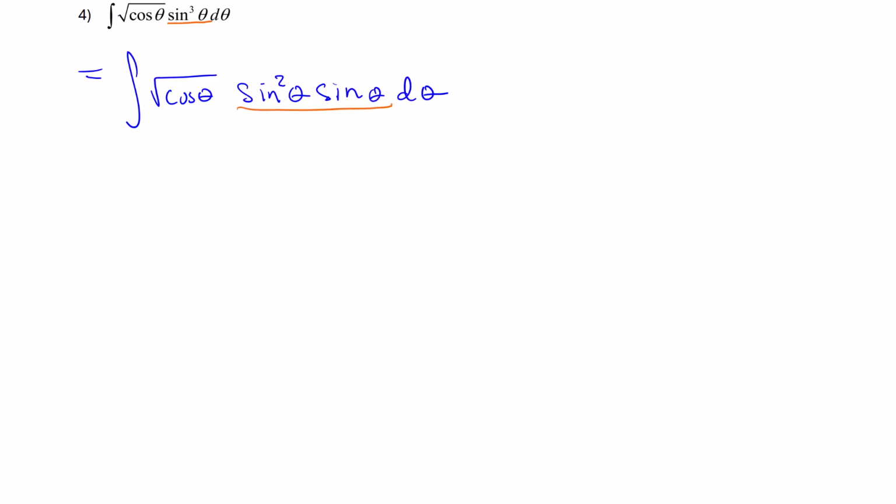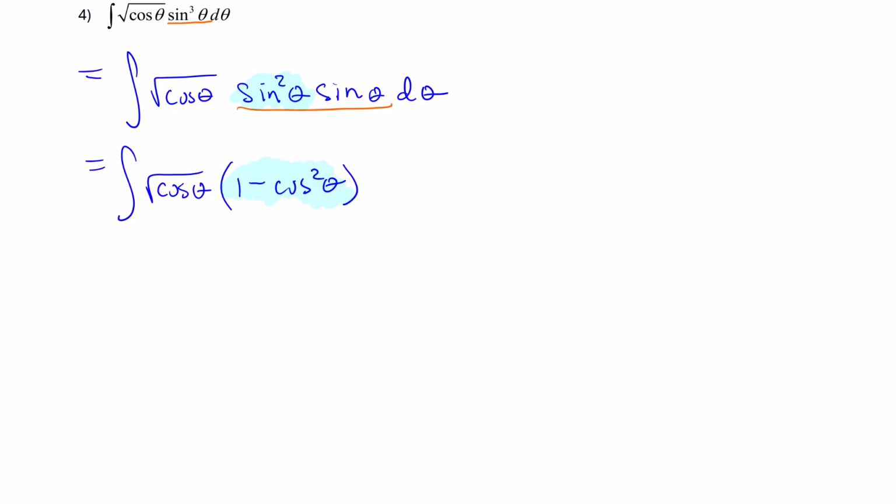Now, why are we motivated to do that? Well, let's now rewrite this again as the integral of the square root of cosine theta. But now I'm going to replace sine squared theta with its equivalent from the Pythagorean identity. We know that would be equal to 1 minus cosine squared theta. And let me just highlight this to make sure this is clear. So sine squared theta is now just 1 minus cosine squared theta.